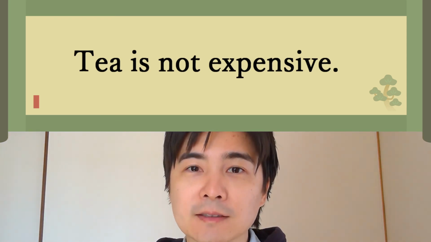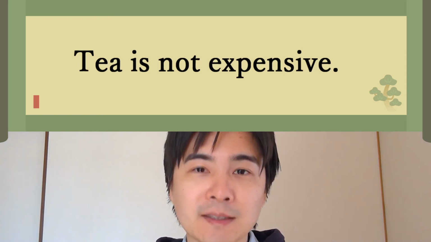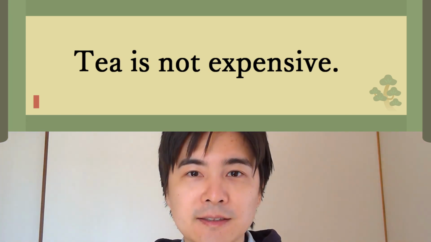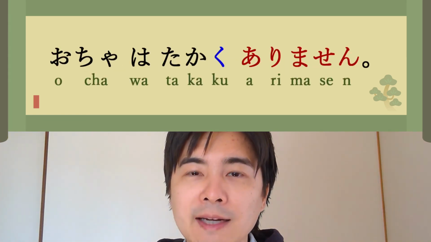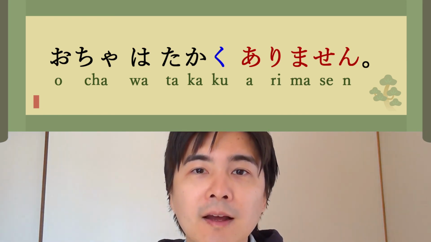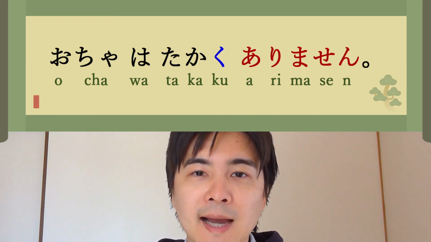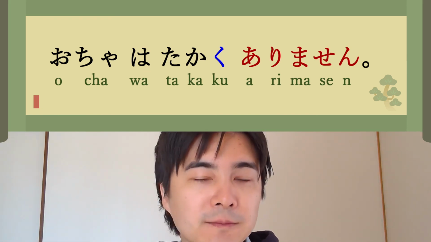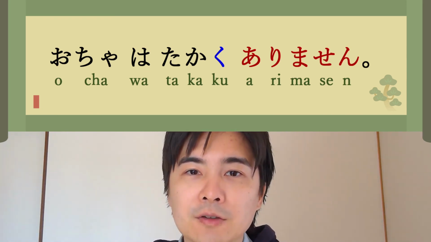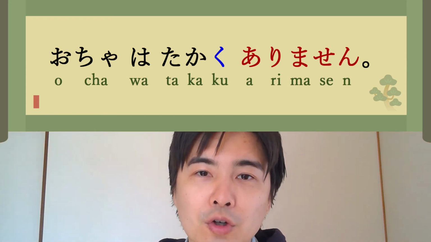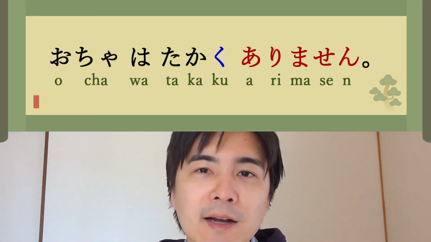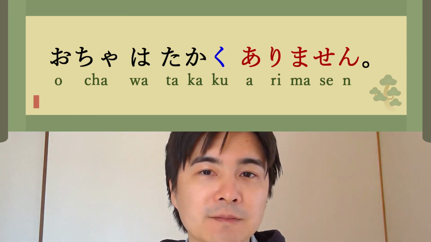Please translate this into Japanese. Tea is not expensive. If you want to think for a while, please stop this video. The answer is お茶は高くありません。お茶 is tea. 高い is an adjective meaning expensive. So when we want to say not expensive, we need to change the last character い into く, and ありません needs to follow it. So 高くありません means not expensive.